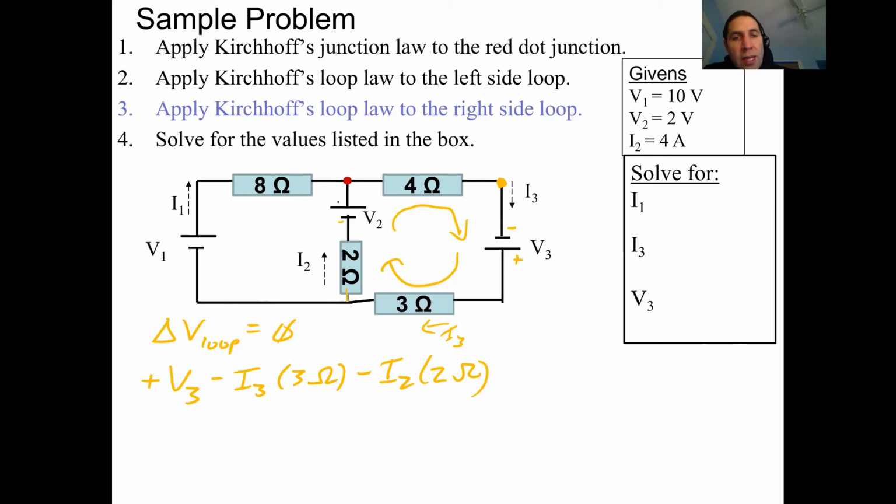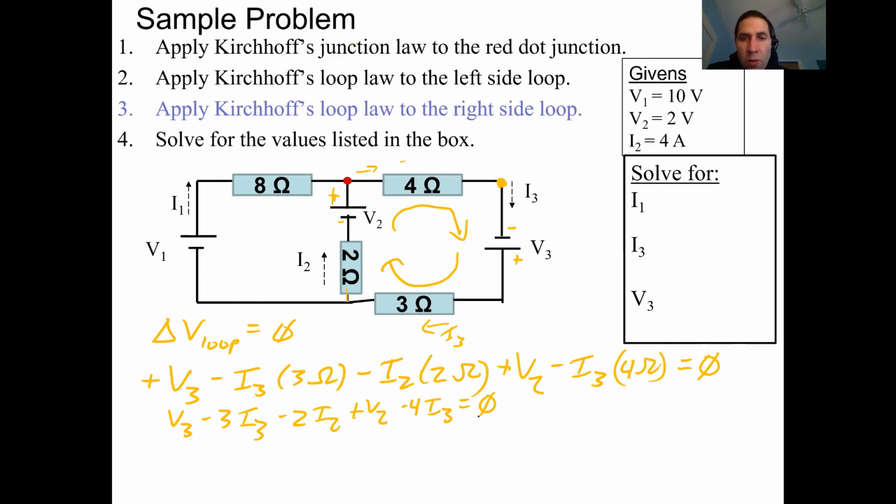Then I get to V2 here. This time I'm going through it from bottom to top. That's negative to positive. So that's a positive V2. Turn the corner here, almost back home, but need to go through the 4 ohm resistor, and I'm going through it left to right, same direction as the current. So that is a minus I3 times 4 ohms. And I'm back to where I started, so all that has to equal 0. Let me simplify this a little bit. So that's V3 minus 3I3 minus 2I2 plus V2 minus 4I3 equals 0.